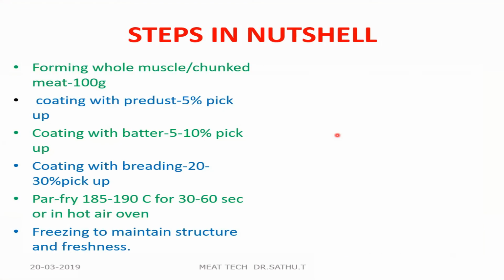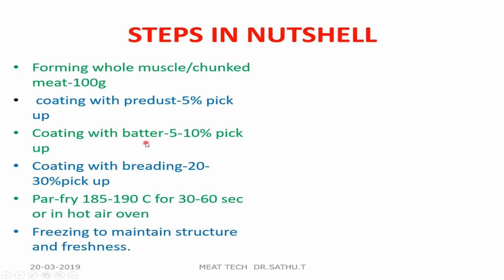So in a nutshell, what we have studied, let's see. First is forming of the whole muscle or the chunk, that is forming of the product is done. For example, if a 100 gram cutlet is made, then coating with pre-dust. We can coat up to 5%. Pre-dusting can be done, so 100 comes to 105 grams. Then coating with batter. Again we can add 5 to 10%.